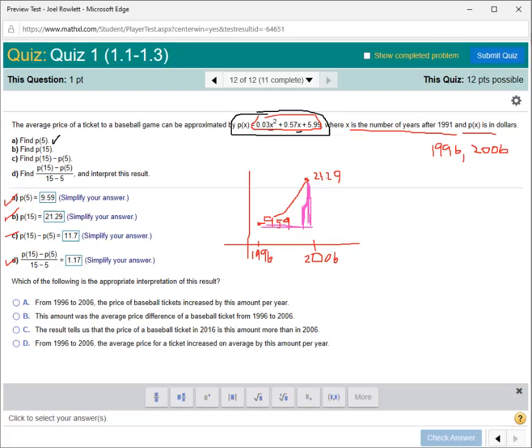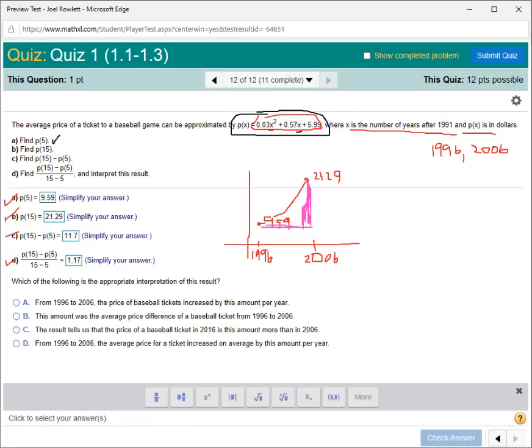Okay, so from 1996 to 2006, the price of baseball tickets increased by this amount per year. Okay, that's part A. So did the prices go up? Did the price go up $1.17 a year? That's the question. Looks good to me. Let's check the other two. This amount was the average price difference of a baseball ticket from 1996 to 2006. Well, that would be this horizontal line here. That would be the price difference from those 2 years.